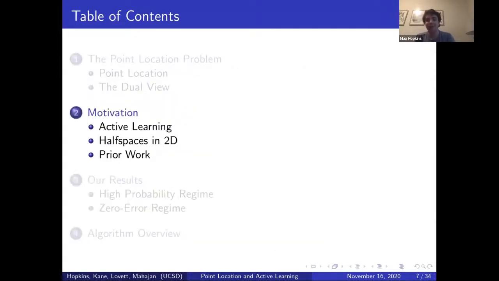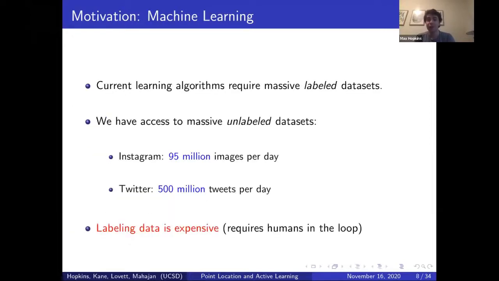Okay, so before telling you about that, I want to give a little bit of motivation for this problem, actually from the machine learning standpoint. So most current machine learning algorithms in practice, like deep learning, require massive amounts of labeled data. Whereas what we usually have access to in practice are massive amounts of unlabeled data online, like pictures on Instagram, we see millions every day, tweets on Twitter, posts on Facebook, etc. But labeling this data can be really expensive because it actually requires querying humans, either crowdsourcing or even experts in some cases.